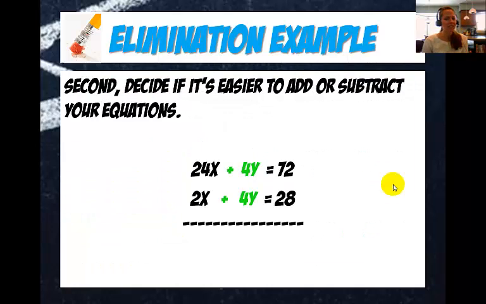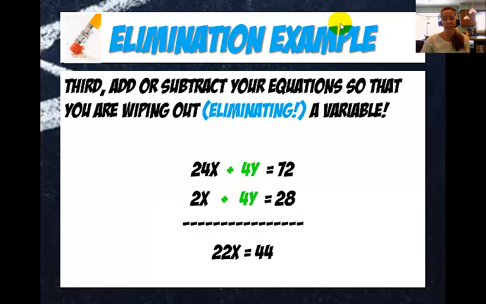Second, decide if it's easier to add or subtract your equations. You probably already figured this out because you already manipulated the equation in the way that you wanted. So if I have two positives, what do we do? Add or subtract? Two positives. We're going to subtract, right? 24 minus 2 is 22 of something. 4y minus 4y's, 4 yo-yos, take away 4 yo-yos is no yo-yos, yes. And finally, 72 minus 28 is 44. So go ahead, third is to add or subtract your equations. So in this case, we subtracted to eliminate those 4 y's.